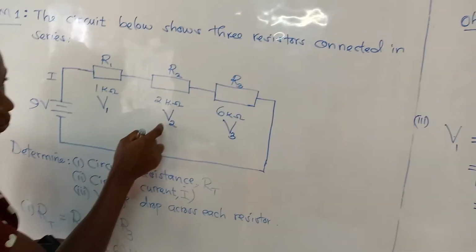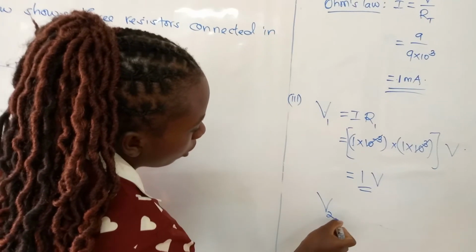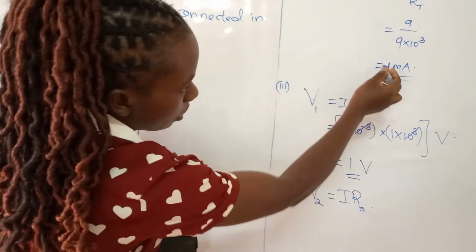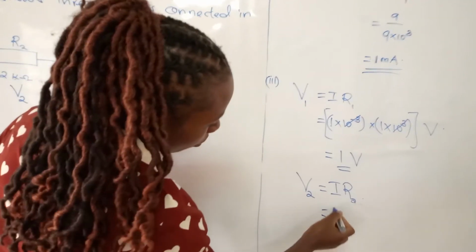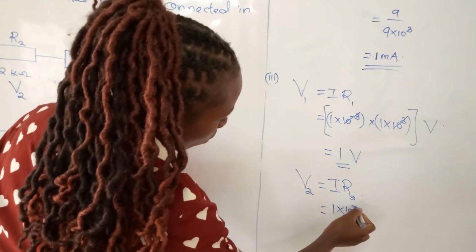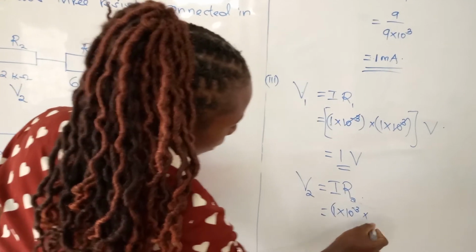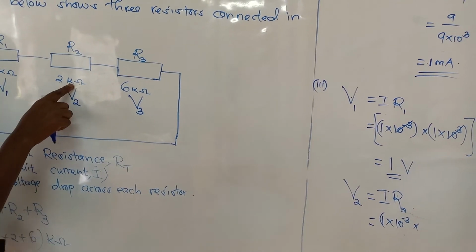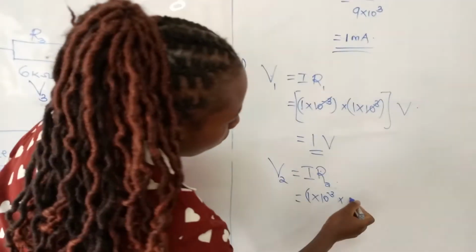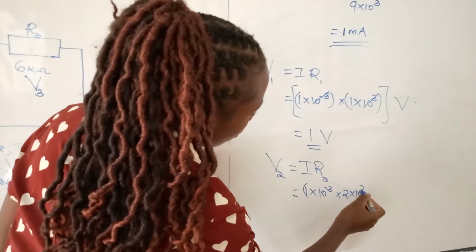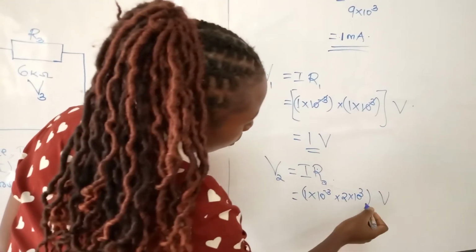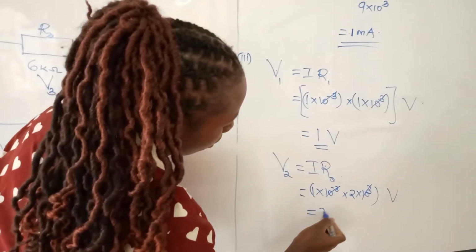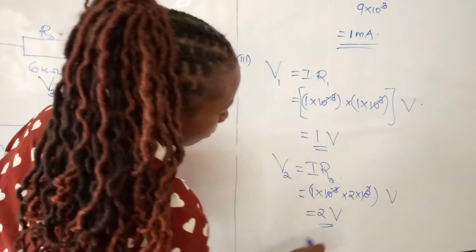On V2, it will be given as I times resistance R2. The current is the same, so we are going to use 1 milliamperes, which is equivalent to 1 times 10 raised to negative 3, times the resistance R2, whose value is 2 kilo ohms, which is equivalent to 2 times 10 raised to positive 3. And the powers of 10 cancel out, so that we remain with 1 times 2, whose value now is 2 volts.